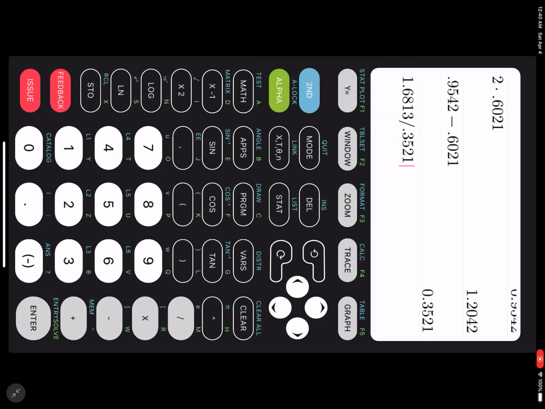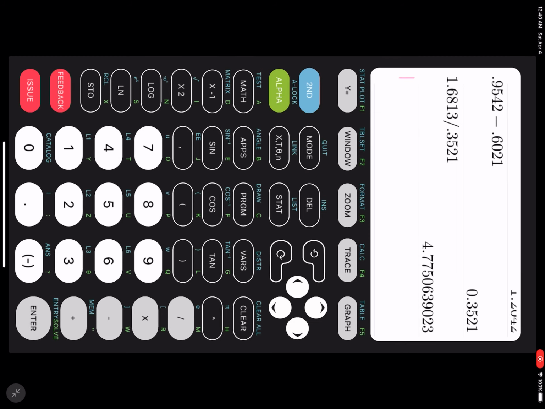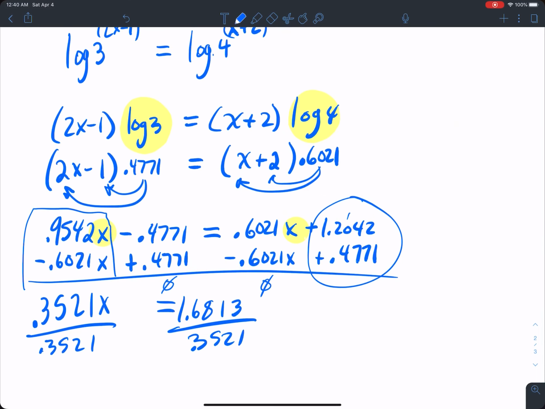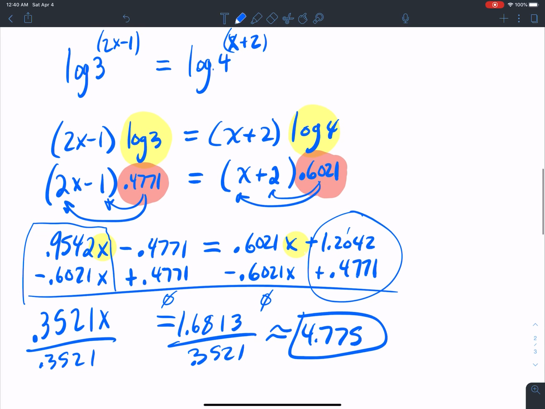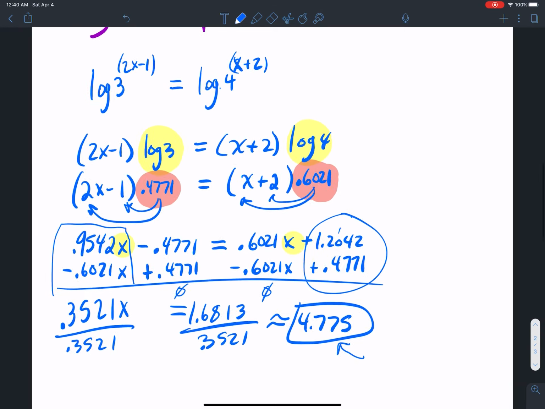5.3521. Enter. And my answer, 4.775. 4.775. Now, why did this work for me? If I'm rounding to 3 decimal places, then at a minimum you have to write out 4 decimal places. Otherwise, you might have a rounding error and not get accurate to within 3 decimal places.